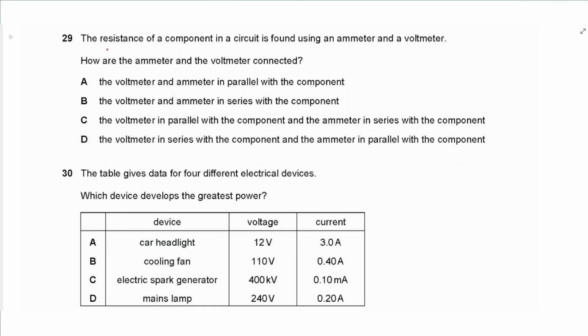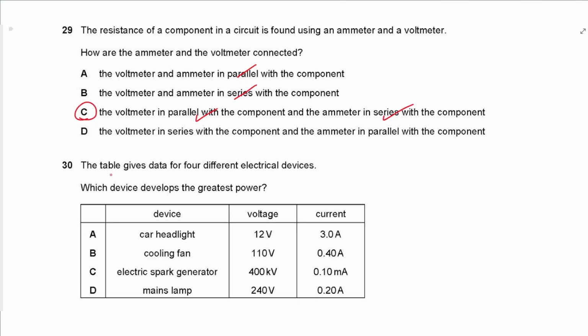Question 29 says the resistance of a component in a circuit is found using an ammeter and a voltmeter. How are the ammeter and voltmeter connected? Voltmeter and ammeter both connected in parallel, no. Voltmeter and ammeter both in series, no. Voltmeter in parallel, yes, with the component, and the ammeter in series with the component, yes. So we choose C.